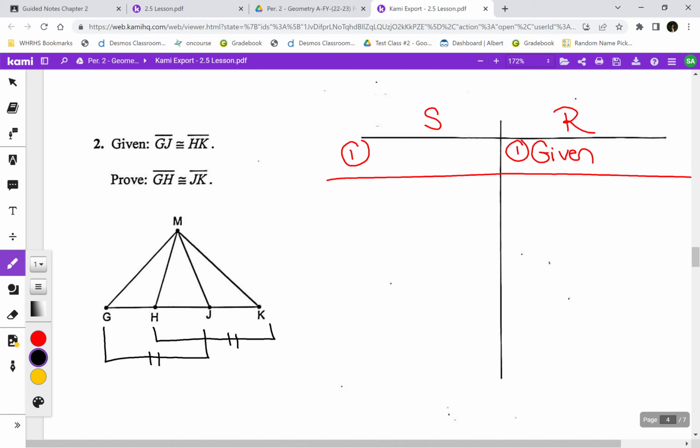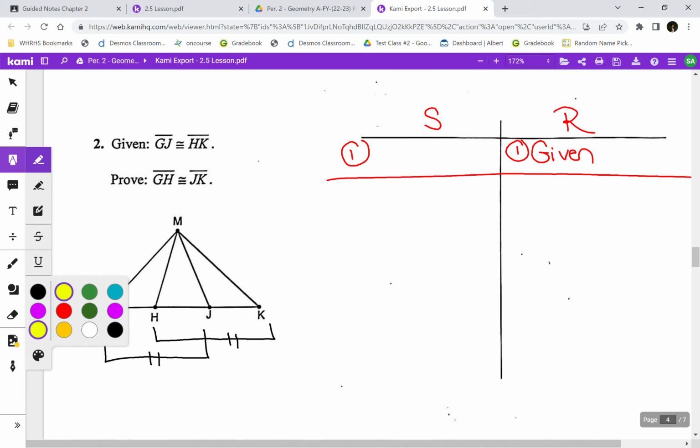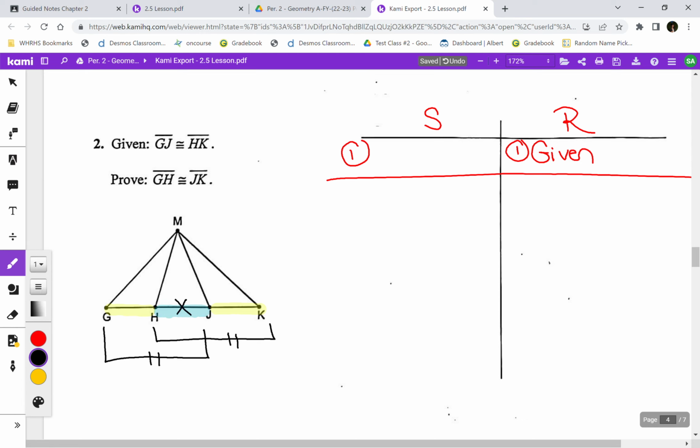Right, we want to prove, I'll highlight what we want to prove. We want to prove that segment GH is congruent to segment JK. Now, looking at the parts that are congruent, do they overlap, the parts that are congruent? Yeah, where do they overlap? Milo? HJ, you got it. They overlap right here. I'm going to put an X where they overlap.